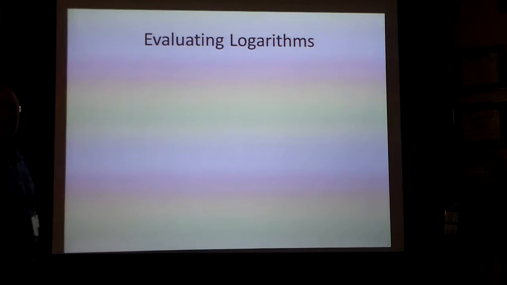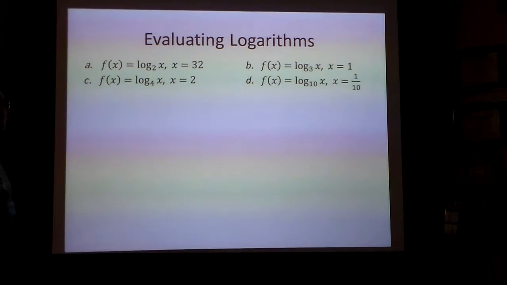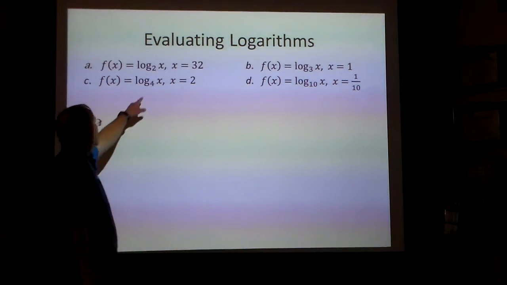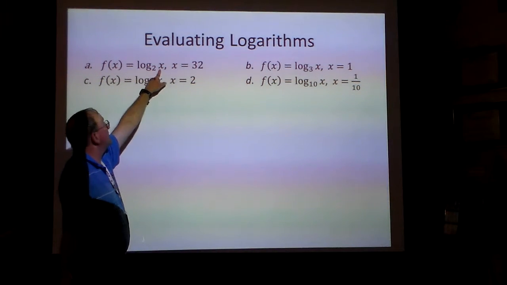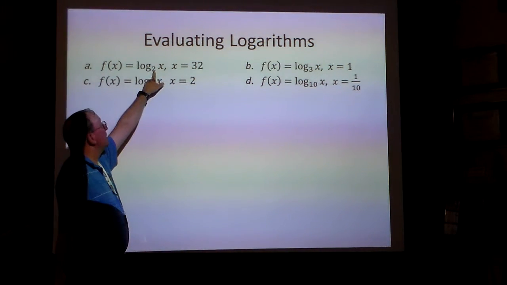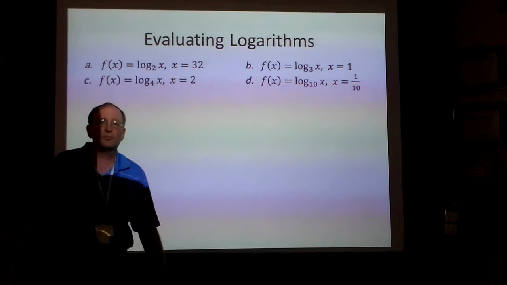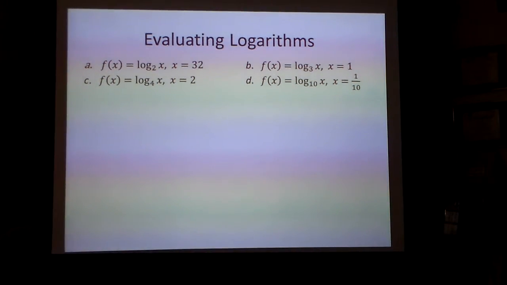All right. How we're going to actually do this is the following. I want to find basically this here. If x is 32, what is the exponent that will make that 2 become a 32? That's what we're going to do.